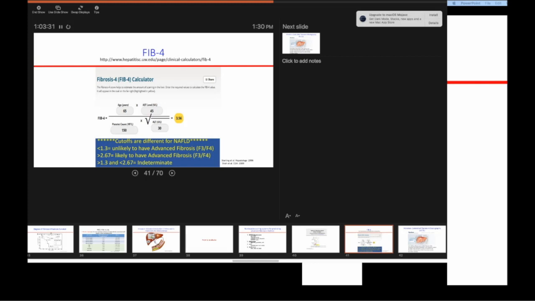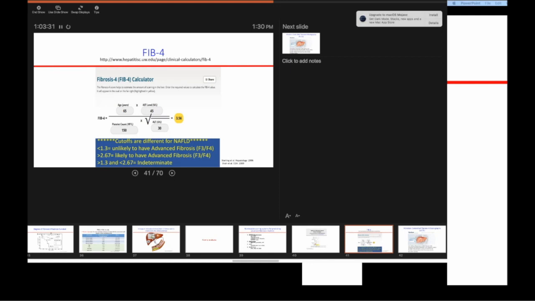And you can see the age 65, AST is 45 in this patient, ALT is 30. When we see that flip over, that gets me worried about cirrhosis, when AST gets greater than ALT in these kinds of patients. Platelets on the lower side at 150 gives you a score of 3.56, and that's a likelihood to have advanced fibrosis, greater than 2.67.